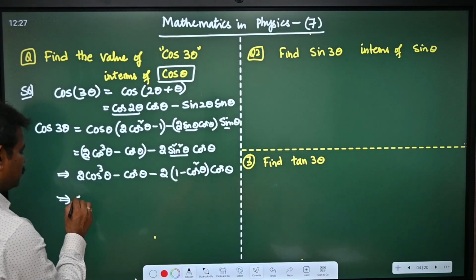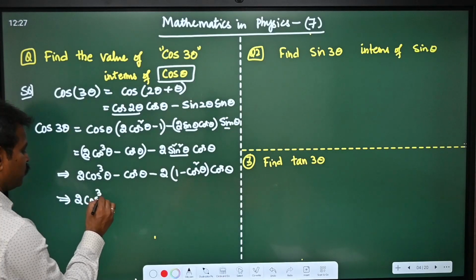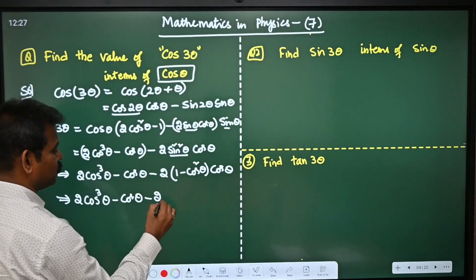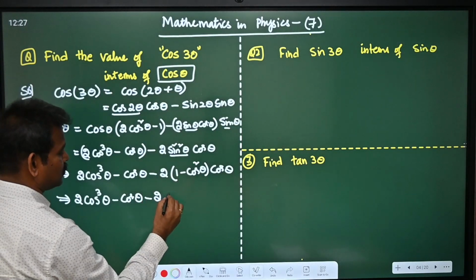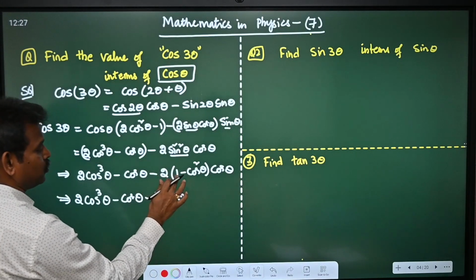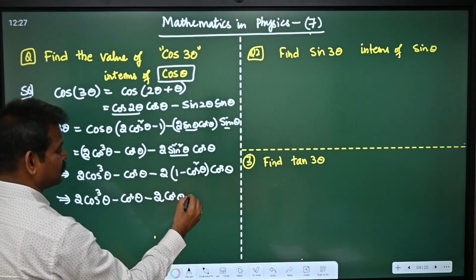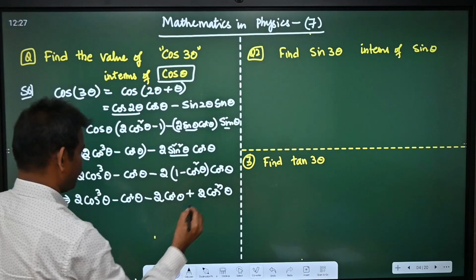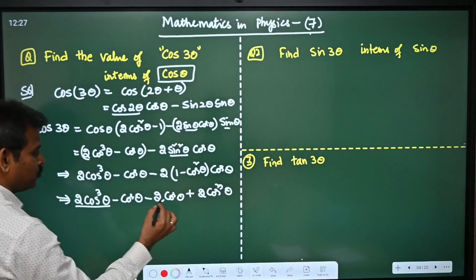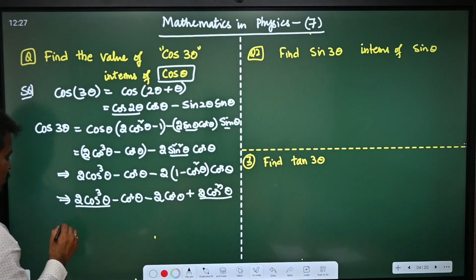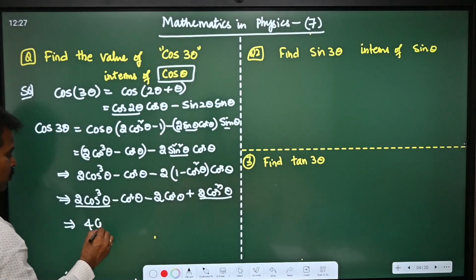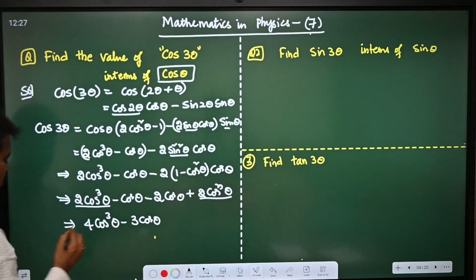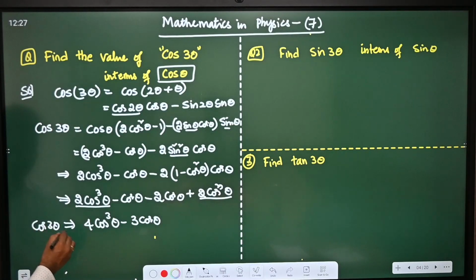So we can write this as 2 cos cube theta minus cos theta minus 2 into cos theta minus of minus plus 2 cos cube theta. Already we have 2 cos cube theta here, 2 cos cube theta here. This will become 4 cos cube theta minus 3 cos theta. This is cos 3 theta, students.